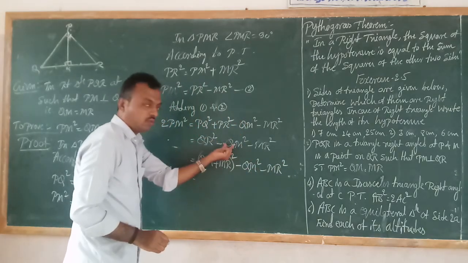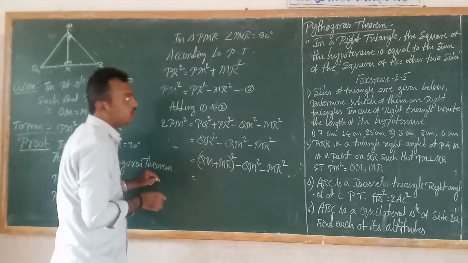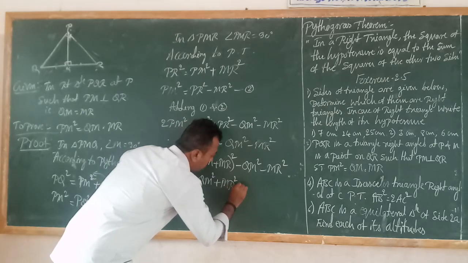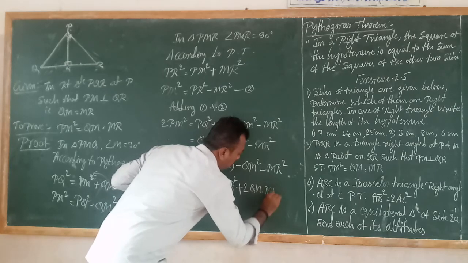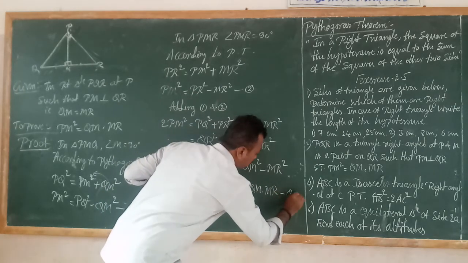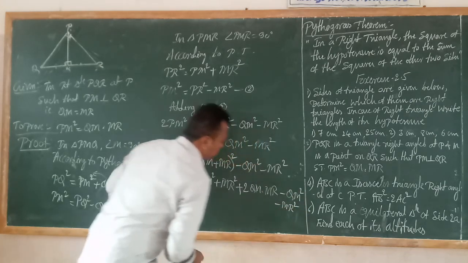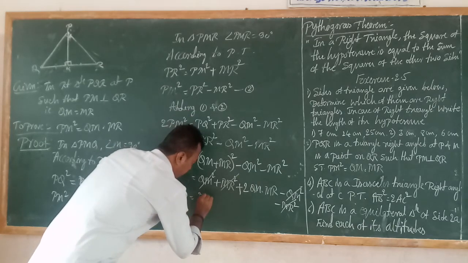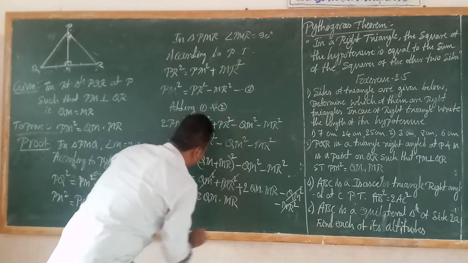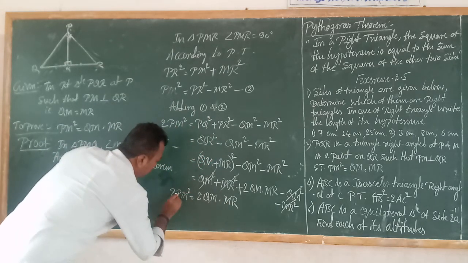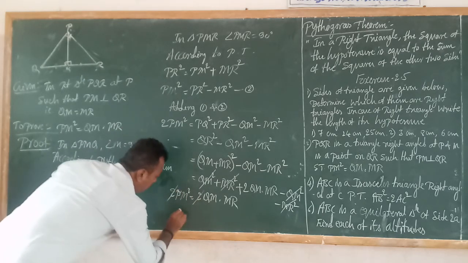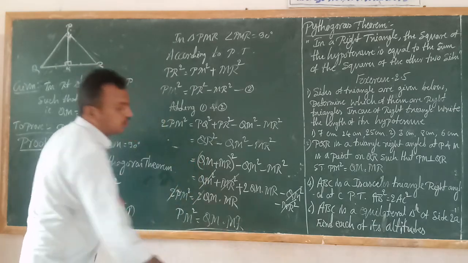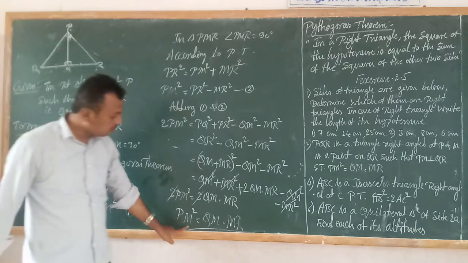Now, this is in the (a plus b) whole square format, correct? I will expand it. What is (a plus b) whole square? Correct, a square plus b square plus 2ab. So it is QM square plus MR square plus 2 times QM into MR, minus QM square minus MR square. Students, QM square minus QM square gets cancelled, MR square minus MR square gets cancelled, remaining 2 QM into MR. So 2PM square is equal to 2 QM into MR. Now the 2 gets cancelled, remaining PM square is equal to QM into MR. PM square is equal to QM into MR.